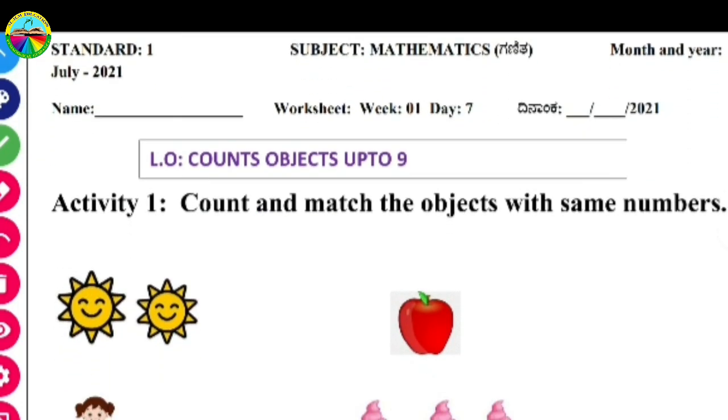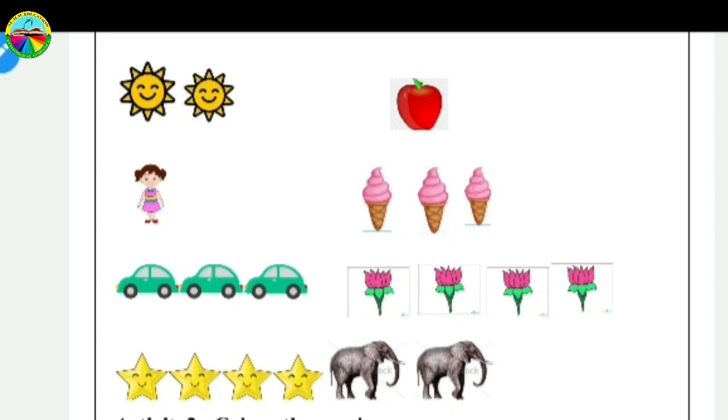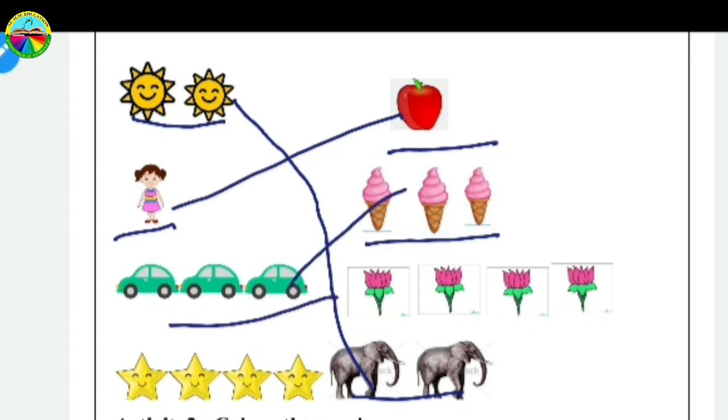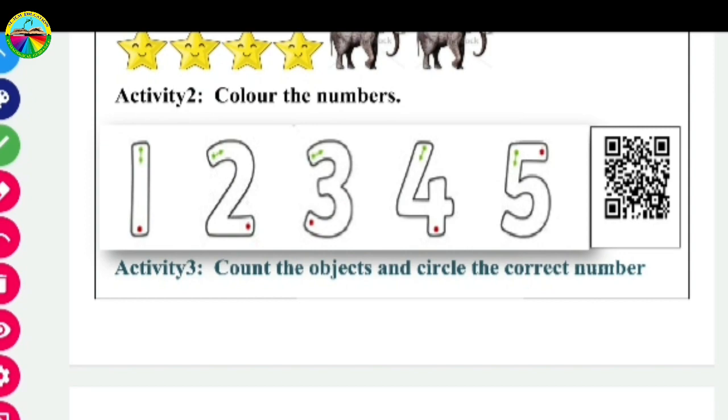Come to the next activity here. The activity is count the number and join this. For example, 2 stars, 2 elephants also here. Join 2 stars and 2 animals. 1 girl, 1 apple. Join this apple and girl. 3 ice creams, 3 cars. Join these 3. 4 stars and 4 lotus. Join this.